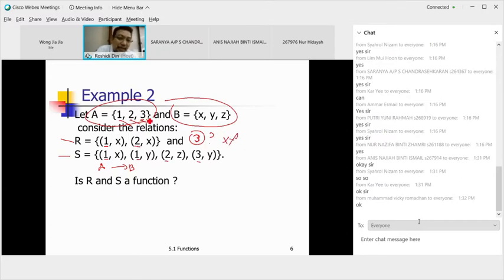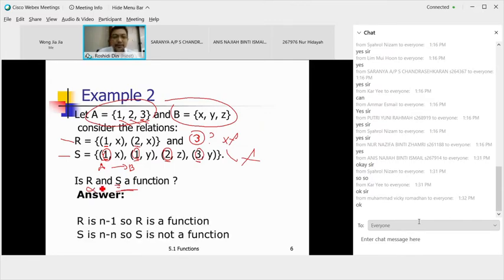Because we need R to have a mapping also. But for S, 1 to X, 1 to Y, okay, 2 to Z, 3 to Y. So it utilizes all the elements in A. This one is a function. So if we look at this R and S, S is a function, R is not a function.